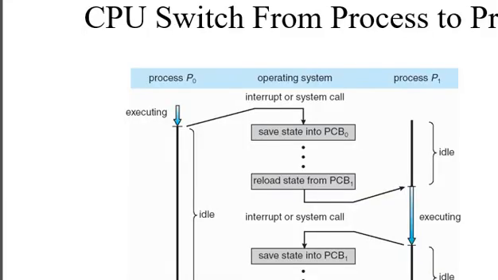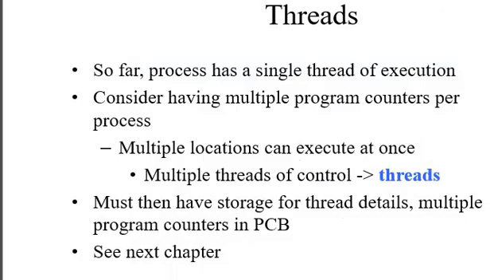The CPU switches from process to process, so from process 1 to process 0 to process 1. It first executes, and then goes to the idle state, and it will be executed as per the forms. So it comes to the thread.